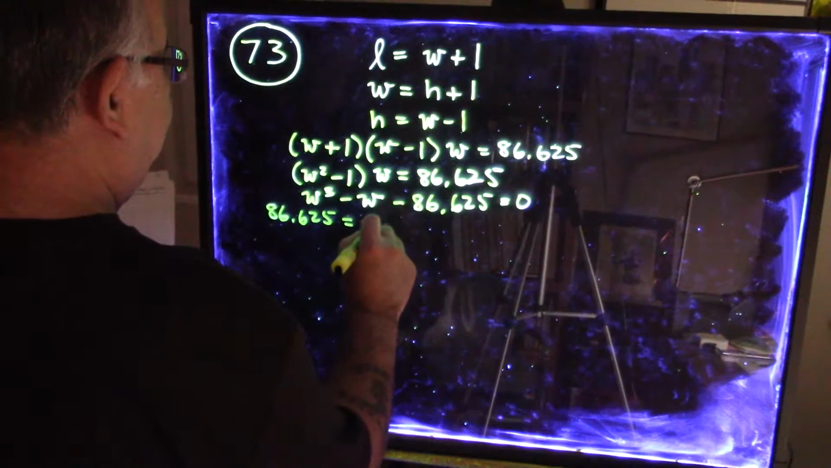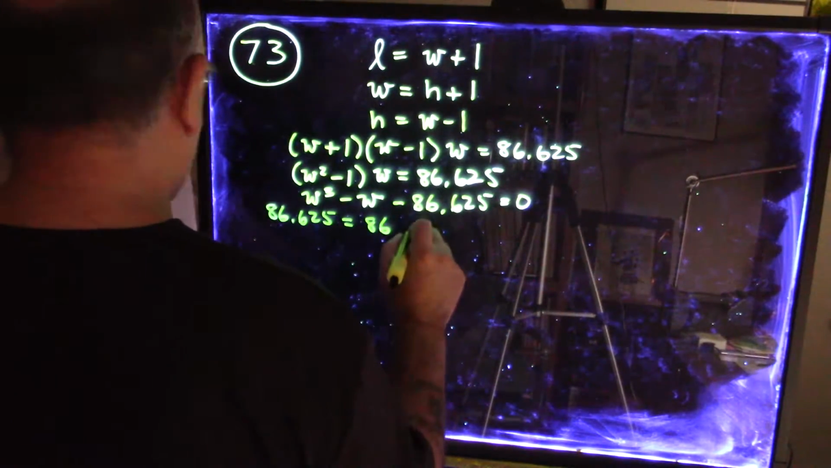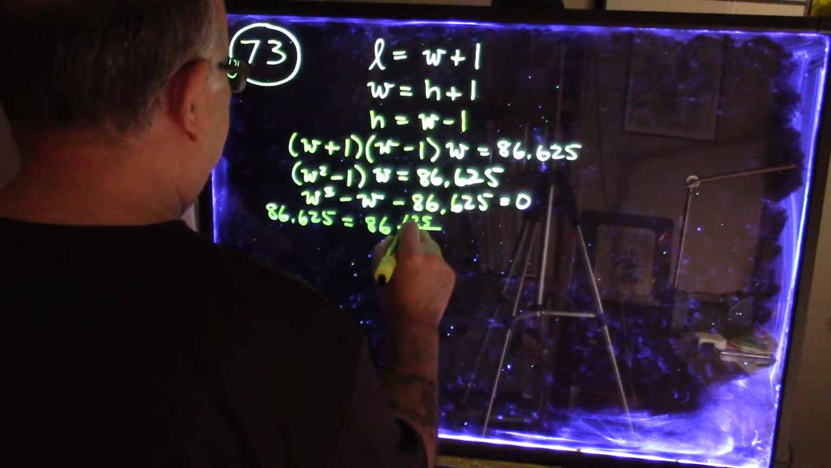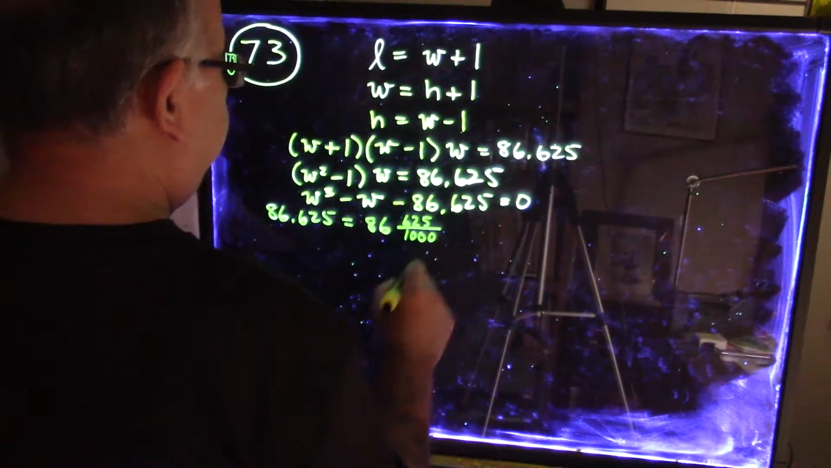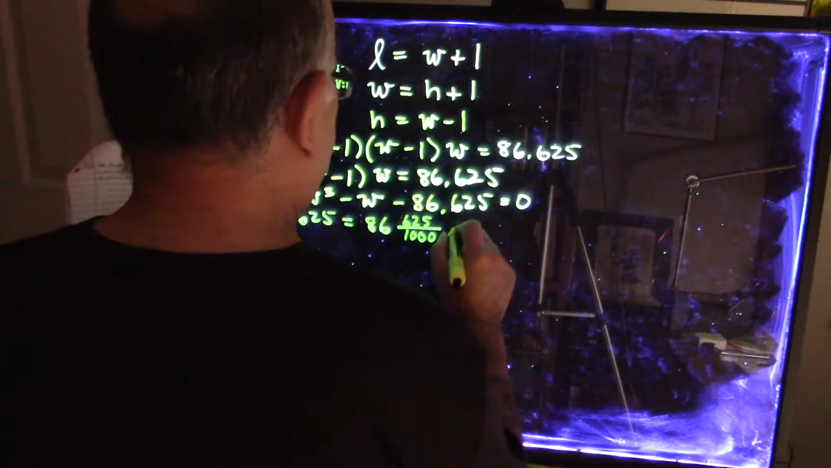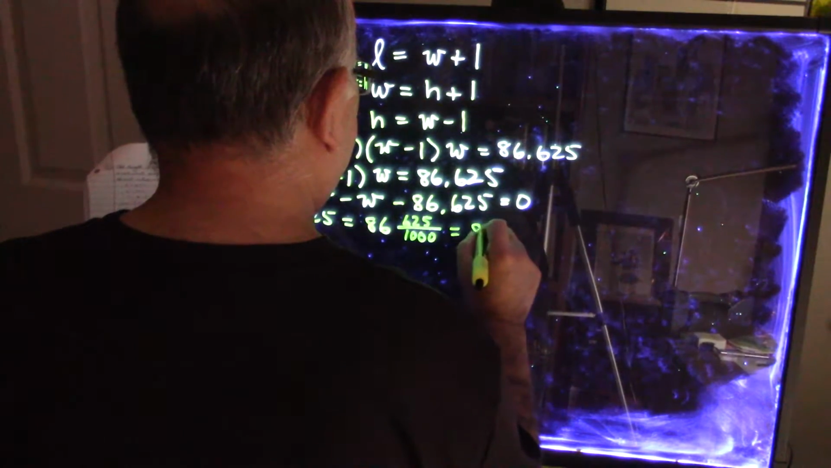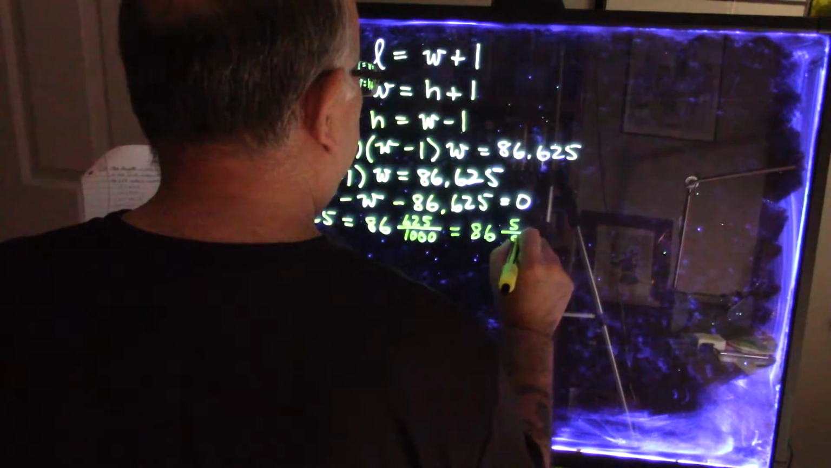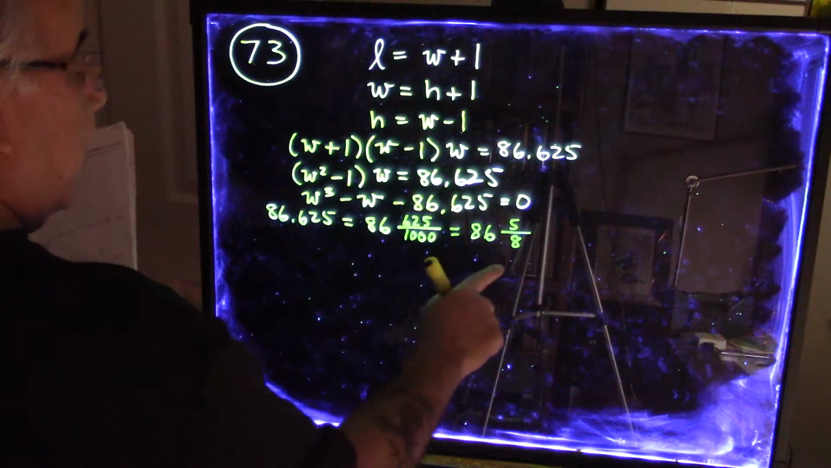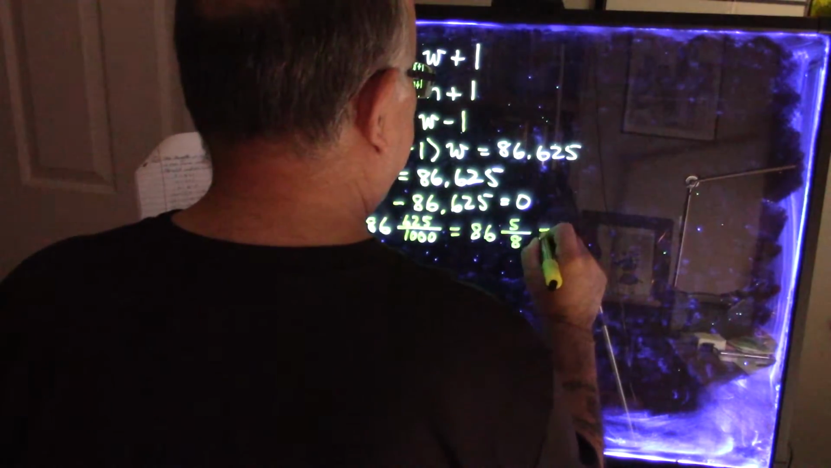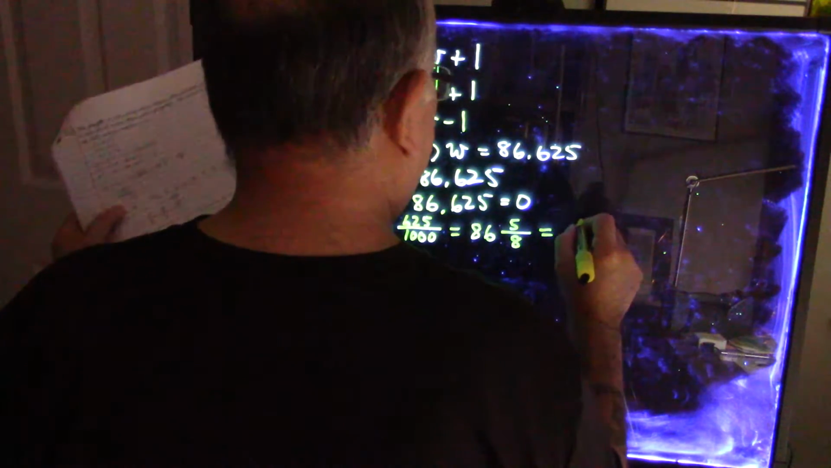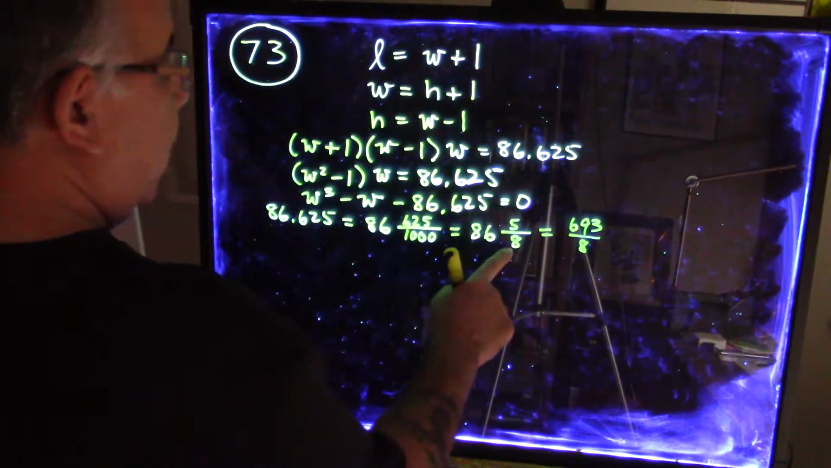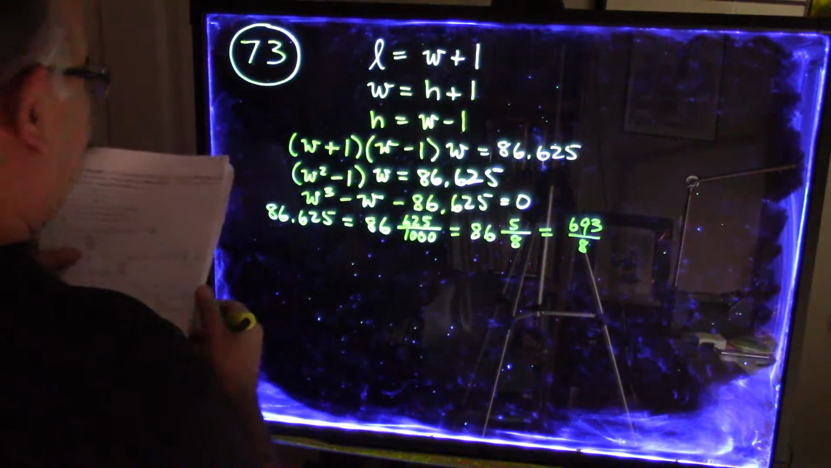86.625 is 86 and 625 1/1000ths. That's the 0.625 part. And that can be reduced, the fraction part, to 86 and 5/8. And then you change that to an improper fraction. That's 693/8. Just go 8 times this and then add 5 to the result.